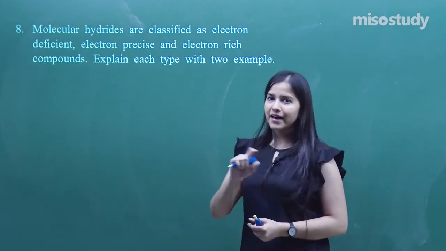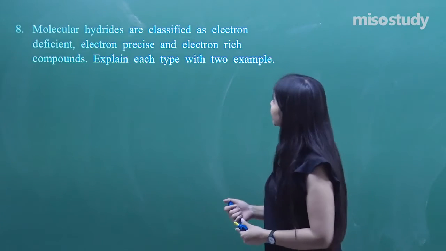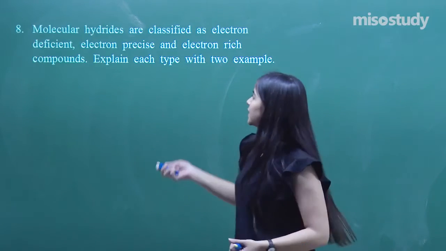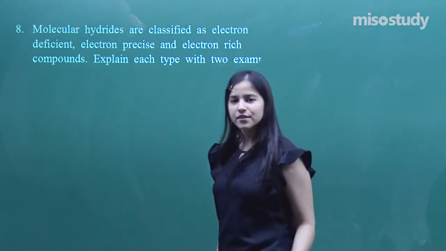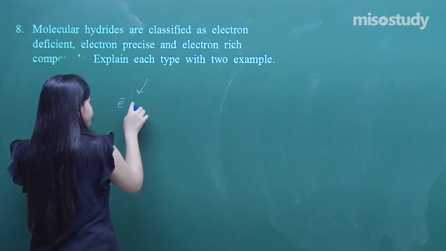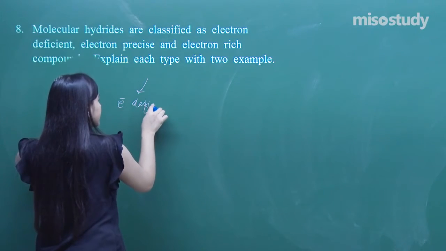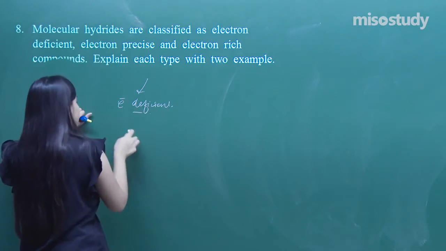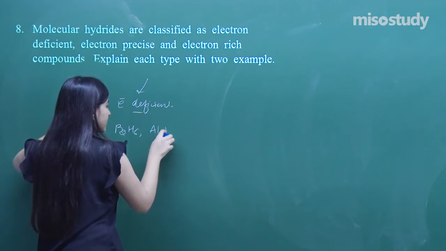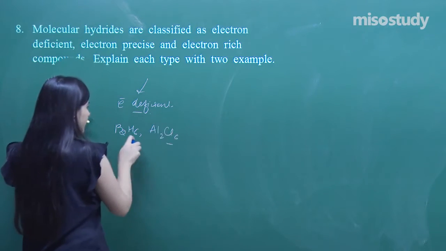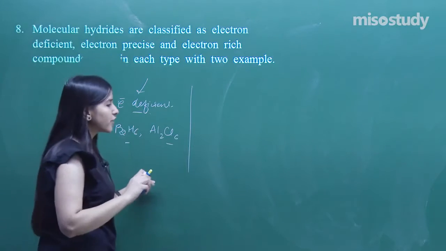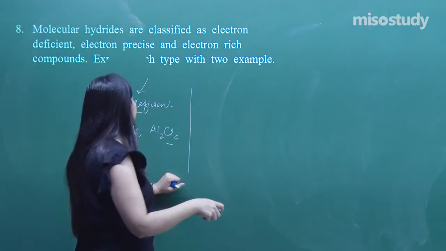Molecular hydrides, again the hydride question has come up, are classified into electron deficient, electron precise, electron rich compounds. Now explain each type with 2 examples. So you know this, we have just done this. Electron deficient means they have got an incomplete octet. In that I have B2H6, Al2Cl6, and a lot many. So the octets of them are not complete. I am not going to discuss the entire thing, but just an idea of it.